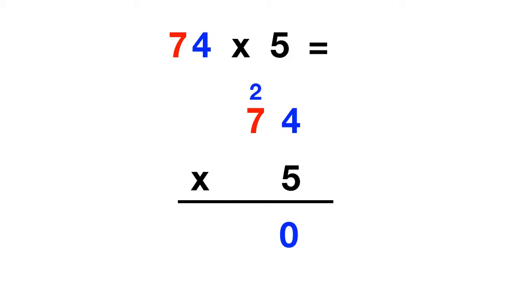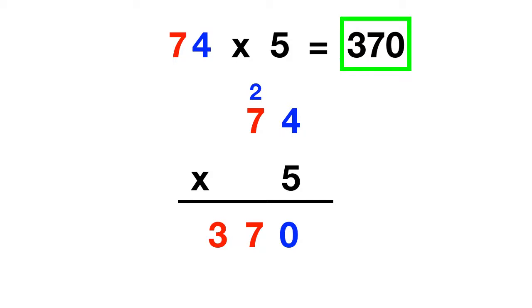Next we can multiply this 5 times these 7 tens. What is 5 times 7? Well, 5 times 7 is 35. But what do we need to add to this? Well, we can't forget those 2 tens that we regrouped. 35 plus 2 gives us 37. So the answer to 74 times 5 is 370.